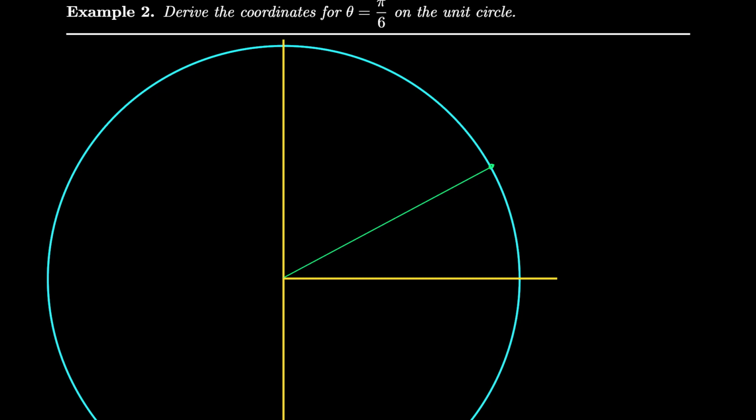And of course, we know these coordinates here. They're root 3 over 2, 1/2. We know that. But how did we find that? What was the math behind that? How did we get there? Was it just because I said so? Again, not quite. So it works exactly the same way.